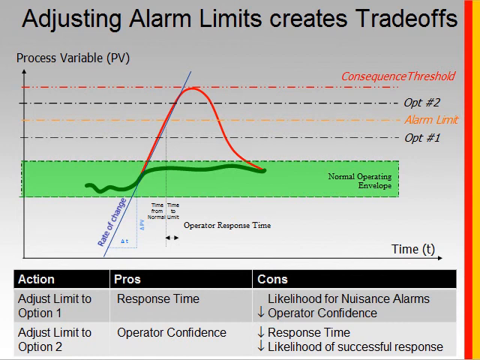If we reduce the alarm limit and make it closer to the normal operating envelope, then we will give the operator more time to respond. However, we're more likely to have nuisance alarms because we're closer to the normal operating limit. If we get nuisance alarms, that will decrease the operator's confidence in the system overall and have the reverse effect, essentially, of what we really want. Similarly, if we increase the alarm limit closer to the consequence threshold, that will give the operator less time to respond.